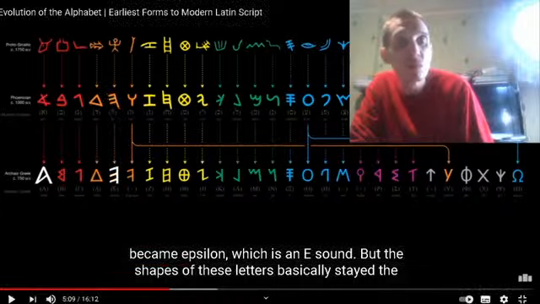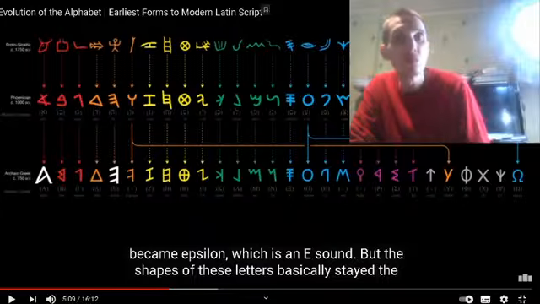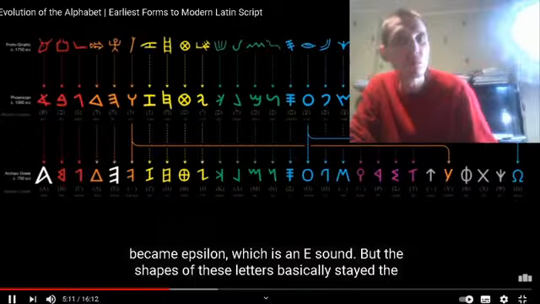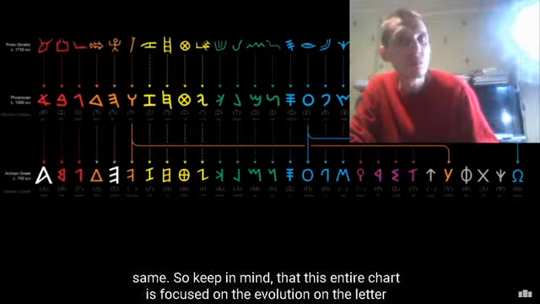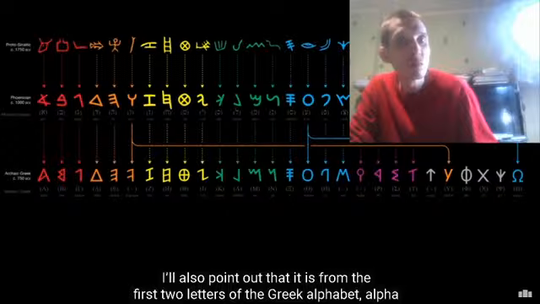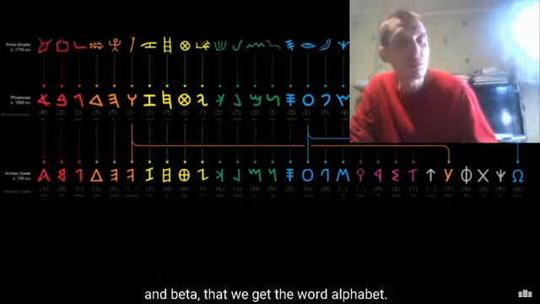But the shapes of these letters basically stayed the same. So keep in mind that this entire chart is focused on the evolution of the letter shapes, even though those letters were often pronounced differently at different times and places. I'll also point out that it is from the first two letters of the Greek alphabet, alpha and beta, that we get the word alphabet.